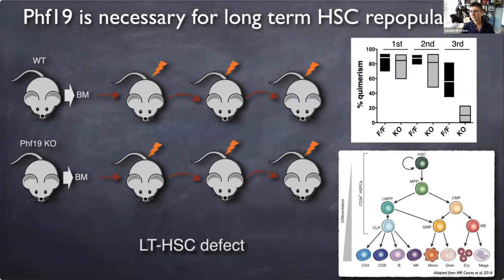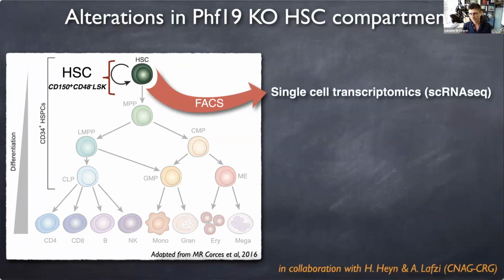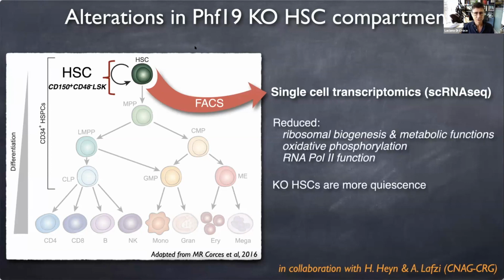Then we studied hematopoietic stem cells in more detail. We isolated hematopoietic stem cells using the markers indicated here, called the SLAM markers. With these cells, which are a very rare population, we performed single cell transcriptomics as well as bulk transcriptomics. The analysis indicates that there is a reduction in ribosomal biogenesis and metabolic function when comparing flox versus knockout PHfI9 hematopoietic stem cells. Also, lack of PHfI9 leads to a reduction in oxidative phosphorylation and a reduction in POL2 function.